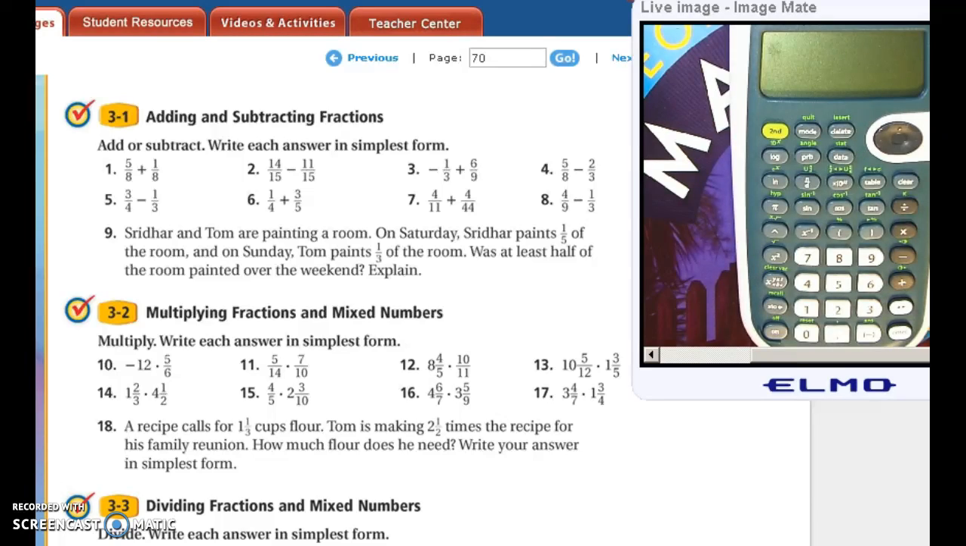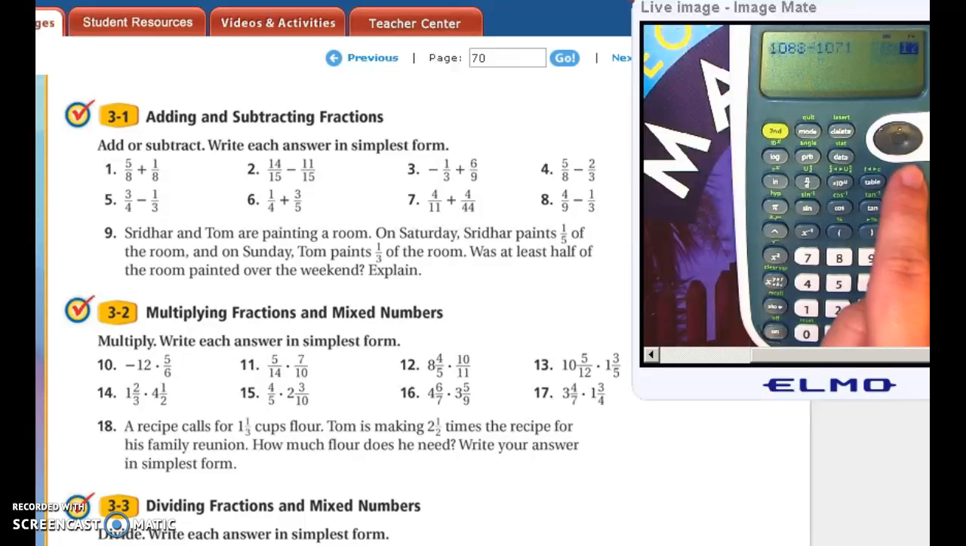Alright, this is going over page 70 and 71 in our book, and we're going to use the calculator so that we can be familiar with how to use the calculator for our test and for Georgia Milestones. So, number 1, we have 5/8 plus 1/8. So we're going to hit on the calculator, clear everything out.